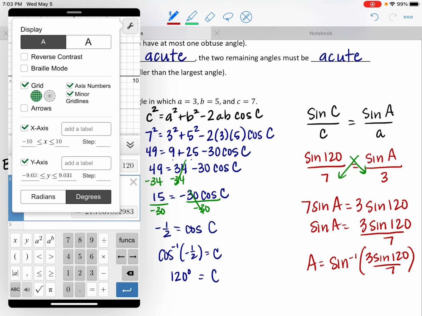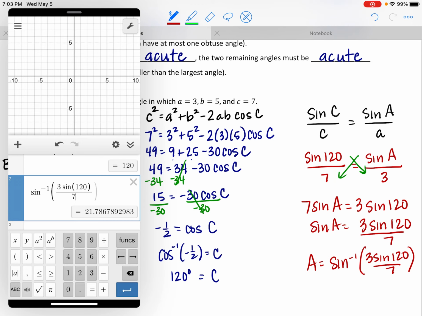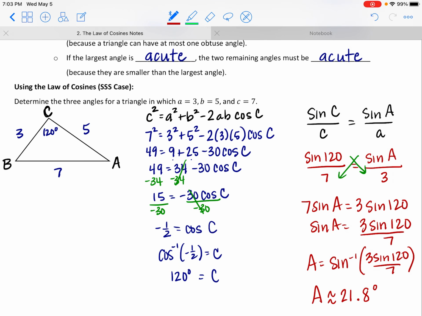So just make sure I'm in degrees. Yep. That means that angle A is going to be approximately, and this answer makes sense, I knew it was going to be an acute angle, so let's say 21.8 degrees.